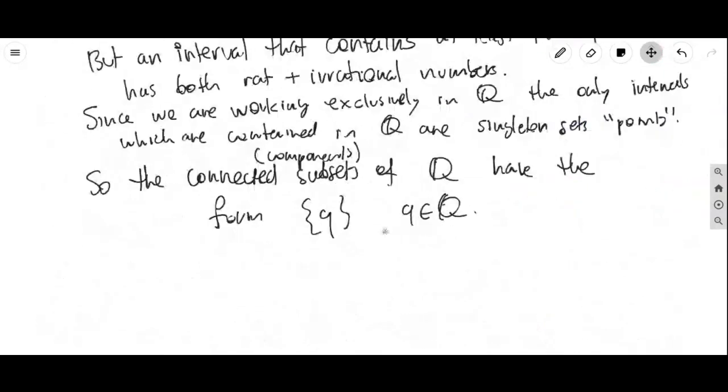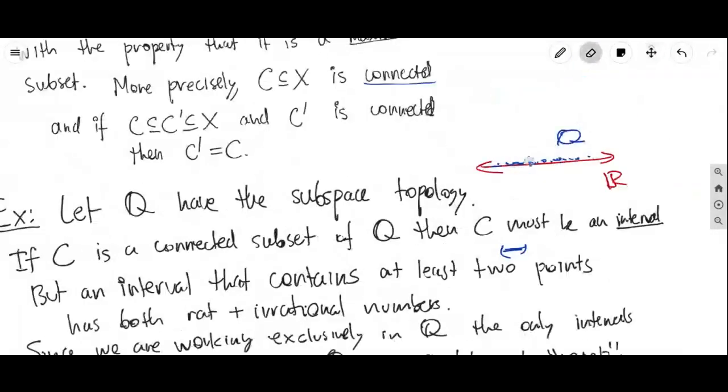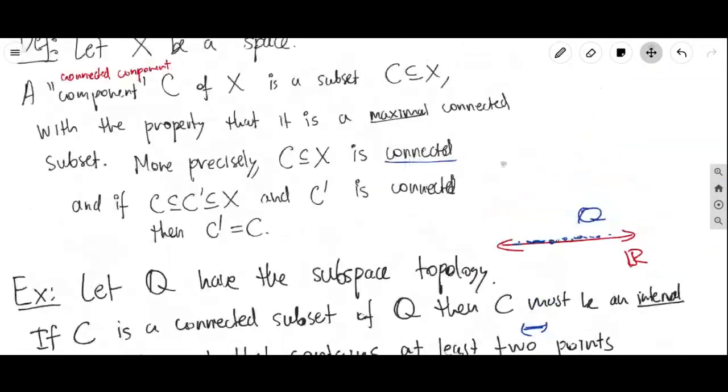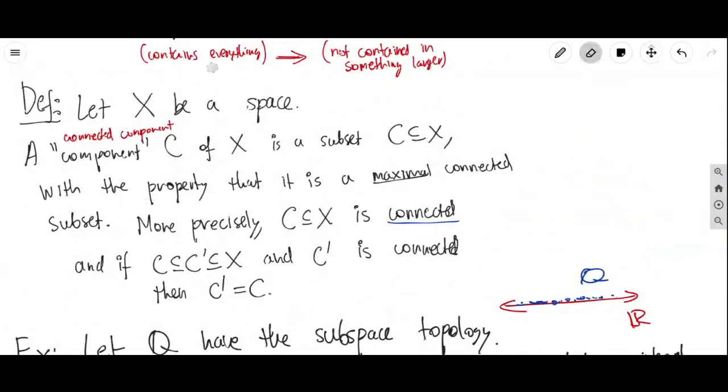So you can have an infinite number of connected components, right? Each of these individually is a connected component, so there's an infinite number of them. You can have two components, three components. You will have one component if the space is already connected.